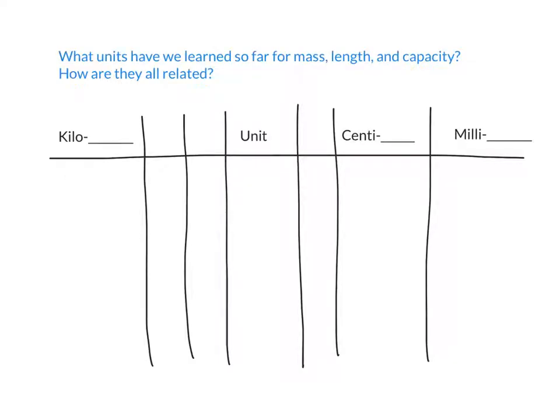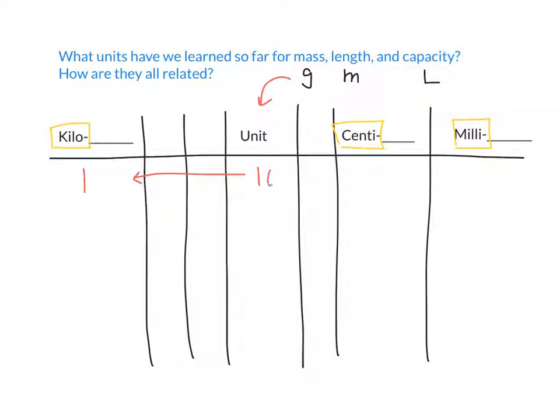We've learned so far that mass is measured in grams, length is measured in meters, and capacity is measured in liters. And we've also learned that there are these words that we can tack on to the front, like kilo, centi, and milli. Yes? Now, if we think of our basic unit as grams, meters, or liters, as I move this way, is it getting bigger or smaller? Is the unit size getting bigger or smaller? Everyone, show me with your hands. Bigger or smaller? Bigger, good.